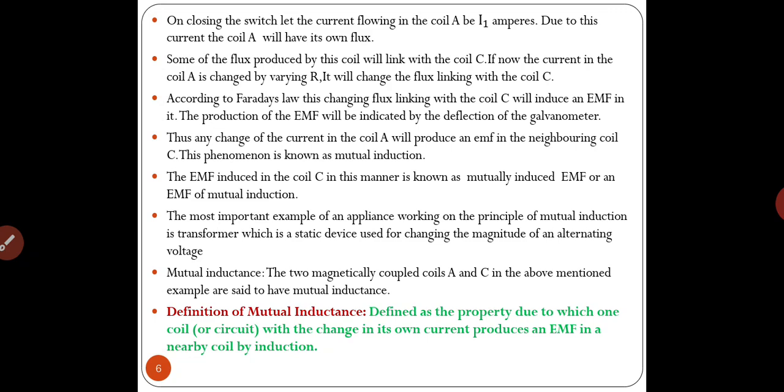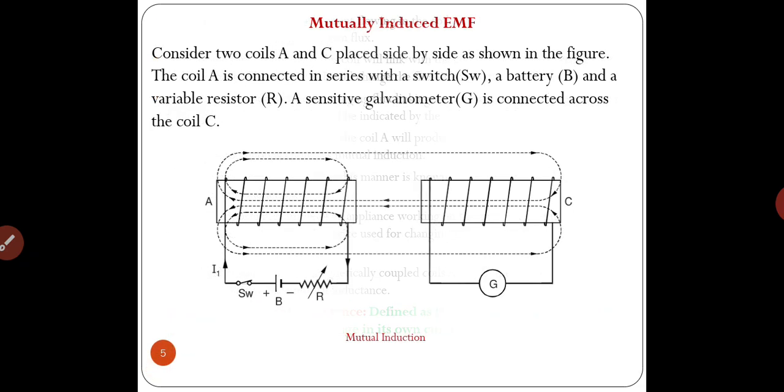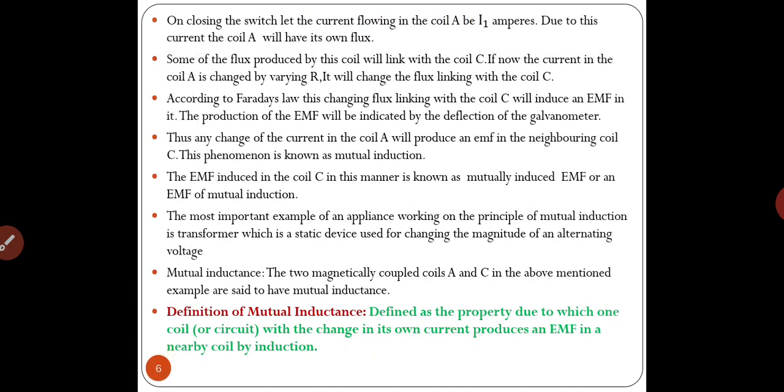On closing the switch, let the current flowing in the coil A be I1 amperes. So whenever you close the switch, the current flowing through coil A is I1 amperes. Due to this current, the coil A will have its own flux. Because of the I1 amperes, we have the flux produced in the coil A, and that is also called the self-induced EMF. Some of the flux produced by this coil will also link with the coil C.